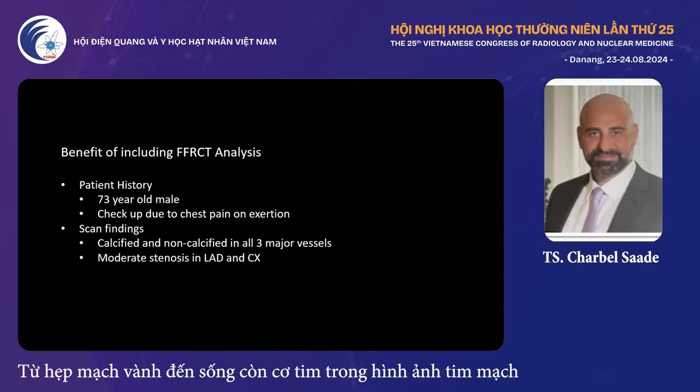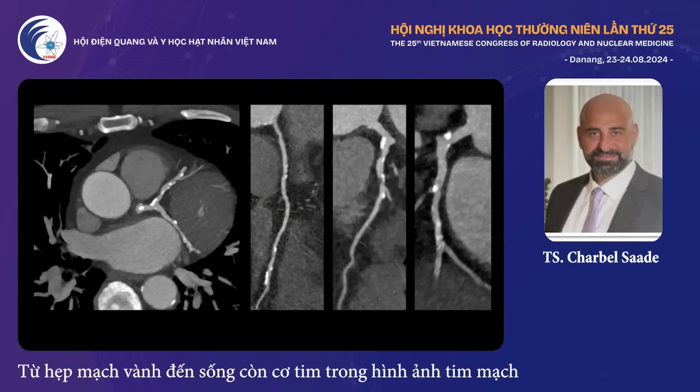Let me show you a case. We have a 73-year-old male. He has a checkup due to chest pain on exertion. Scan findings demonstrated calcified and non-calcified structures or deposits in all 3 major vessels, and there was a moderate stenosis in the LAD. So here you can actually see this is your axial MIP image. You can see your coronary calcium deposits as you come through with your circumflex, your LAD. You can see them quite nicely in the right coronary.